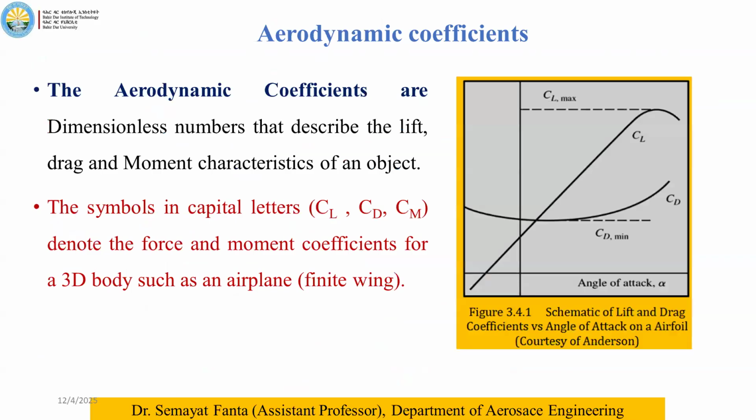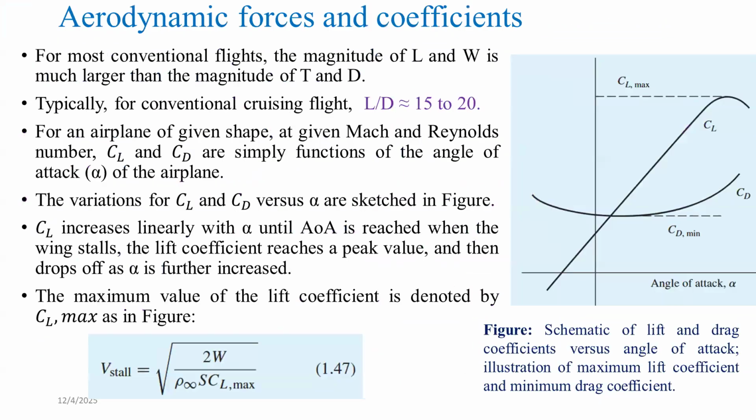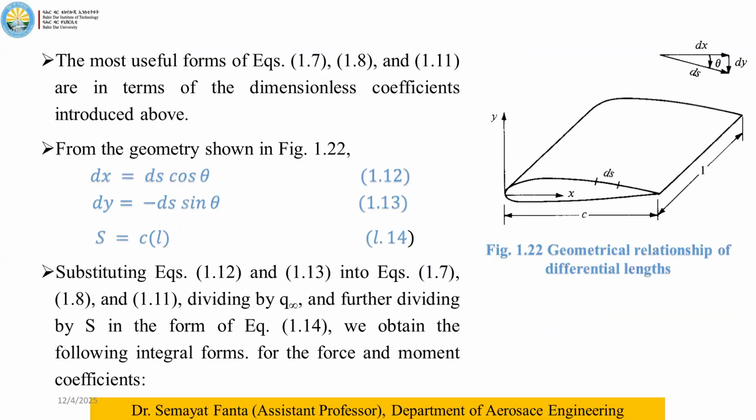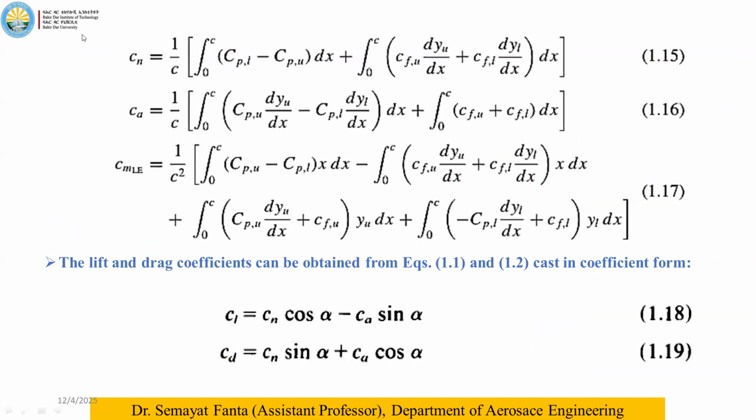We tried to represent ds somewhere, so it is with the chord length. Okay, so this is the geometrical relationship between different lengths of the wing. And using these equations, we can develop the CN, CA, and CML.